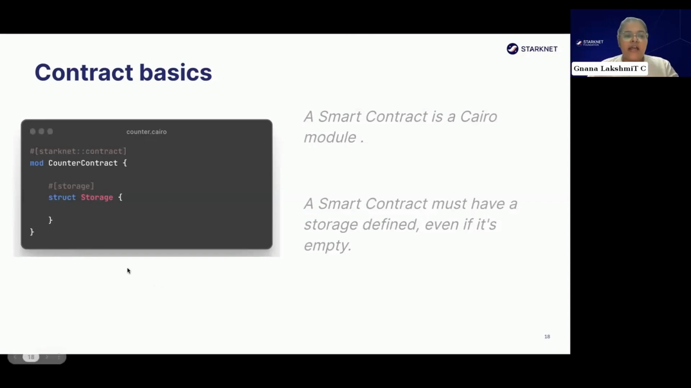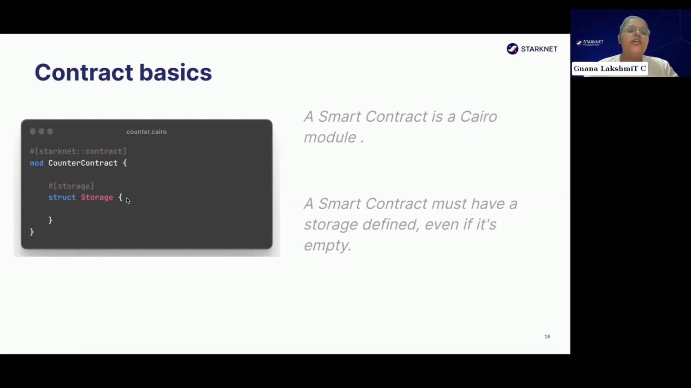And Starknet smart contracts are Cairo modules. So when you want to write a contract, you say mod, which is the module, name of the contract, open close braces. And then you have to have a storage defined. So a smart contract must have a storage defined, even if it is empty.